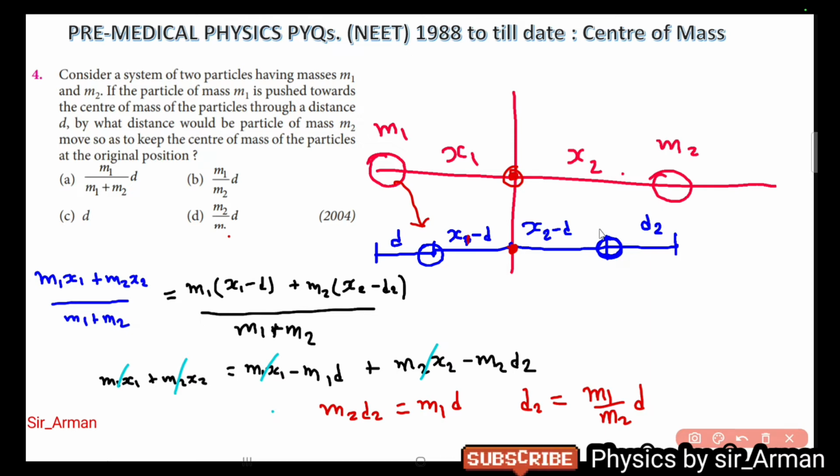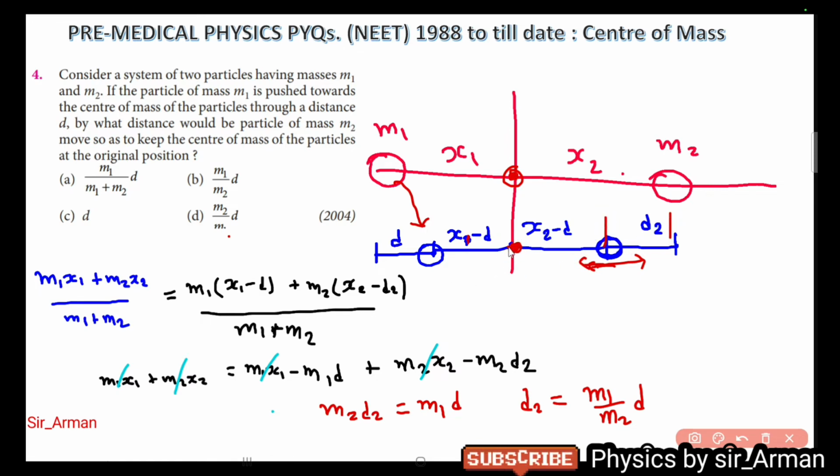And now to keep the center of mass at the same position, we also need to move m2 either away or towards the center, right? By just our common sense, we can find out that we have to move it towards. If you move it away, then the center of mass will shift towards the right, as m1 is moved towards the right side. And if you move m2 also towards the right, then the center of mass will shift towards the right side. So we need to keep it at the same position. So we will shift it towards the left side, and it is shifted by distance d2.